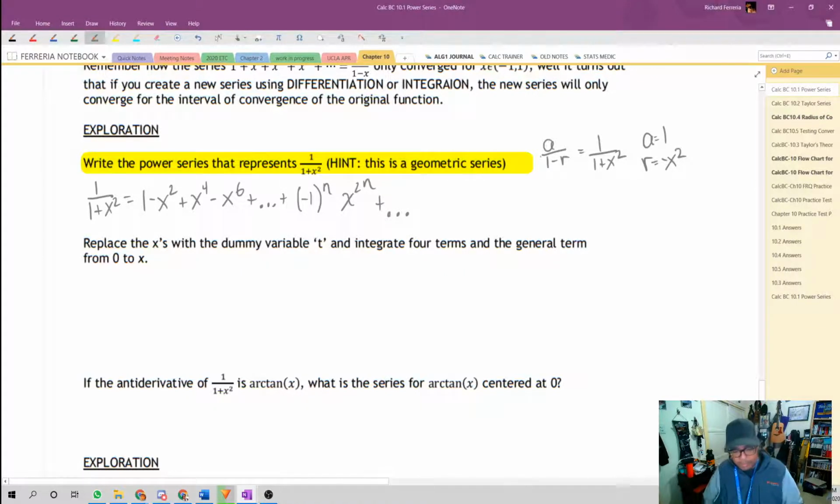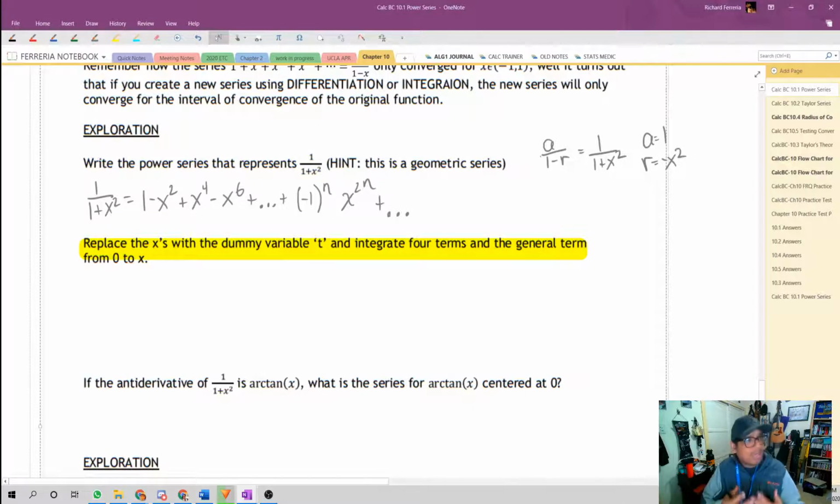Next, we're going to replace all the x's with the dummy variable t, and then we're going to integrate the first 4 terms and the general term from 0 to x. You probably didn't need to know that we're integrating from 0 to x, because if you look at the series, the center of the series is clearly 0, so that's definitely going to be your lower limit.